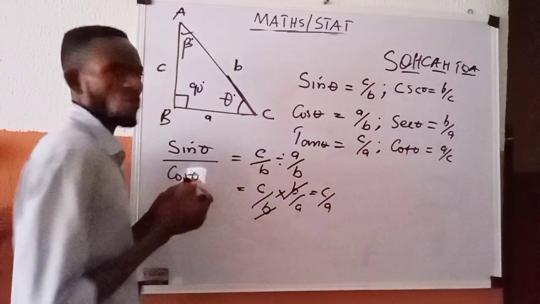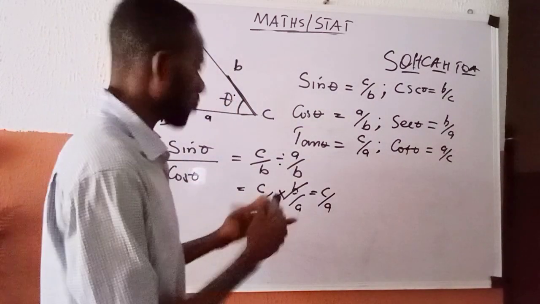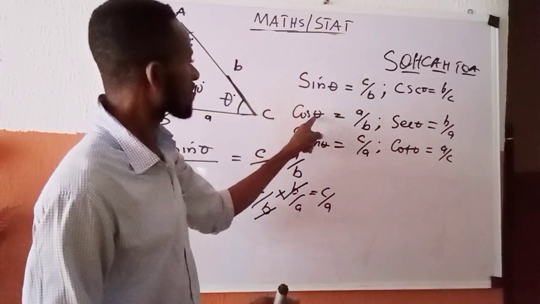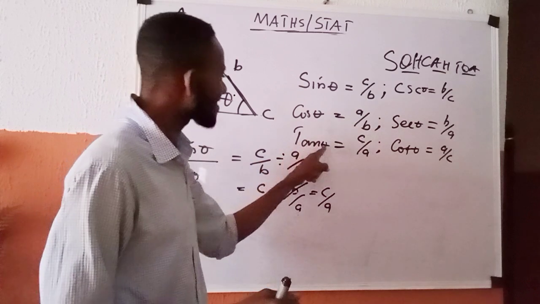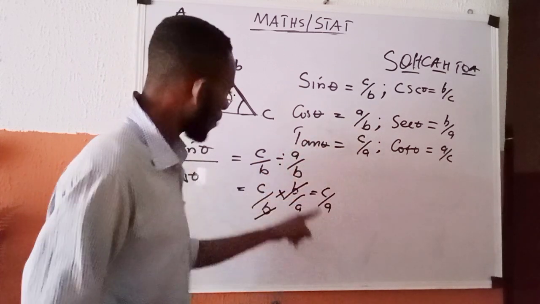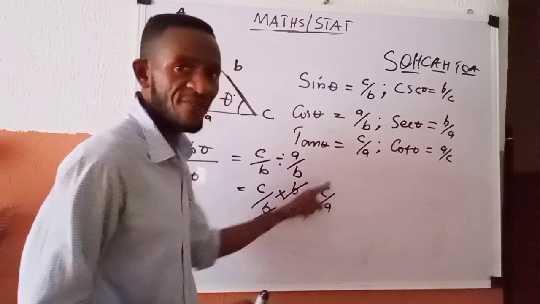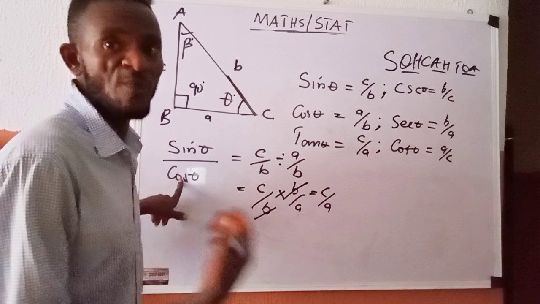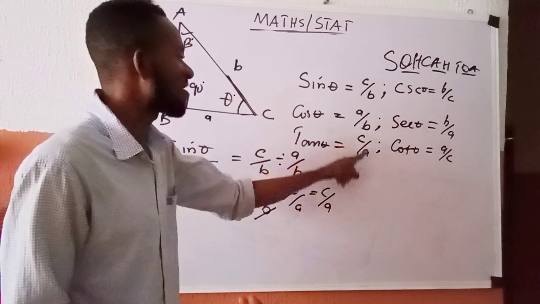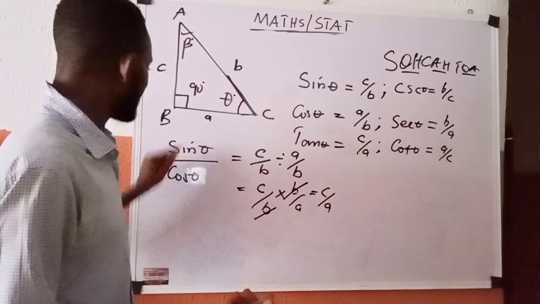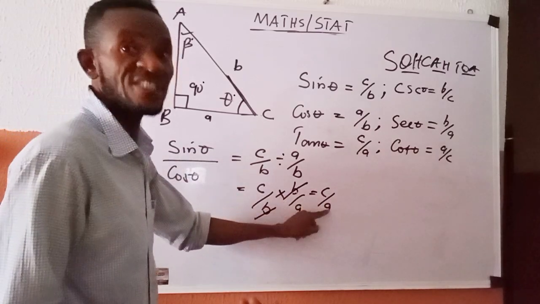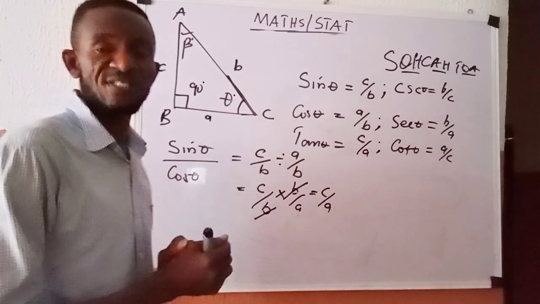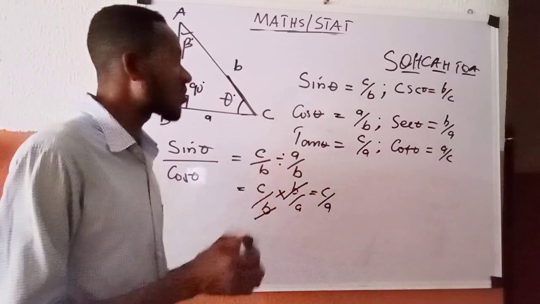Let us come back here and closely look at what we have on the board. We had sin theta to be C over B. We had cos theta to be A over B. We had tan theta to be C over A. And what we have here is C over A. What gave us this C over A? Sin theta all over cos theta. So by implication, if tan theta equals C over A and sin theta all over cos theta equals C over A, it implies that tan theta equals sin theta all over cos theta. That one is established. So we need to include it here.